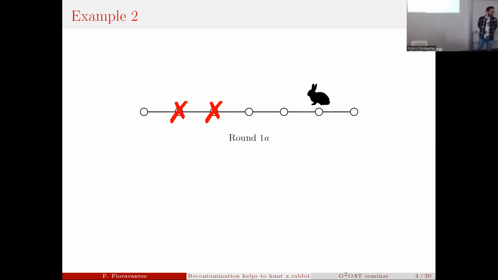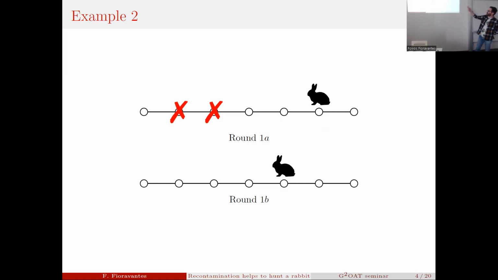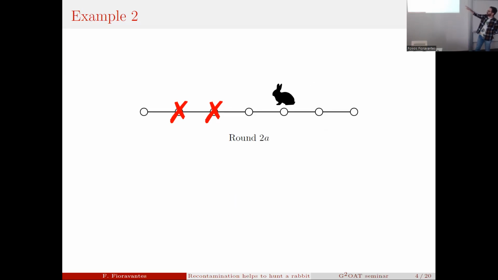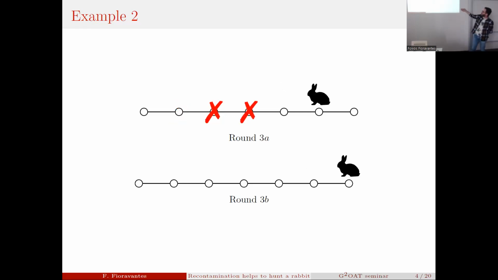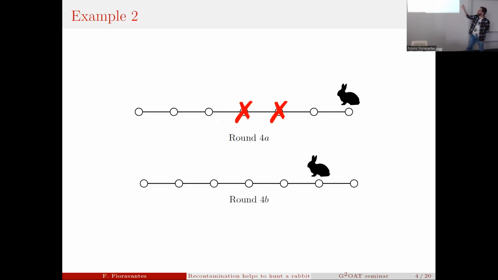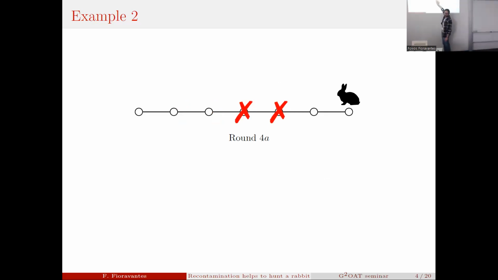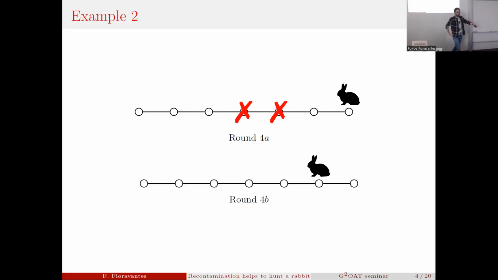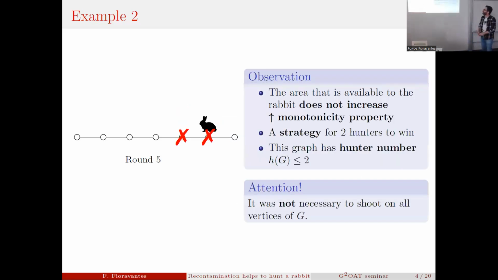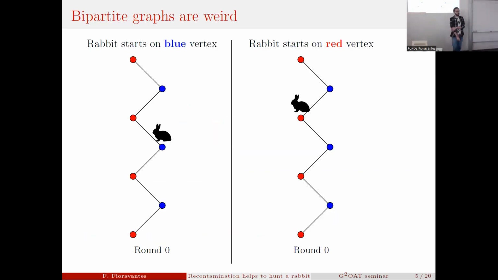The easy way to do it is with two hunters. Because if we consecutively shoot two vertices, there I shot twice to take care of the first vertex, and then we can continue like that. And of course, the rabbit cannot get from one side of the two shots to the other. So again, monotone strategy. Two hunters are enough. But it turns out that one hunter is also enough for these graphs. And this is mainly due to some trickery that can be done on bipartite graphs in general.